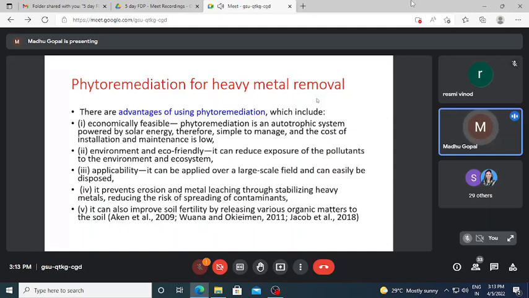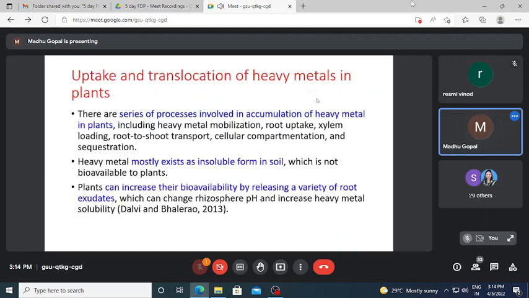These are the advantages of using phytoremediation. Some of the advantages we discussed in the beginning also. It is repeated here also. Economically feasible, environment and eco-friendly, applicability, prevents erosion and metal leaching. It also improves soil fertility. These are the advantages. Then, just like the organic chemicals, here also the first step is uptake and translocation of heavy metals.